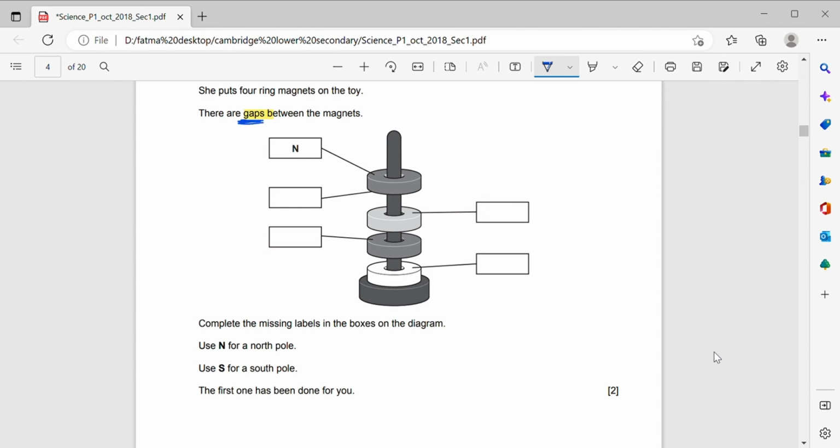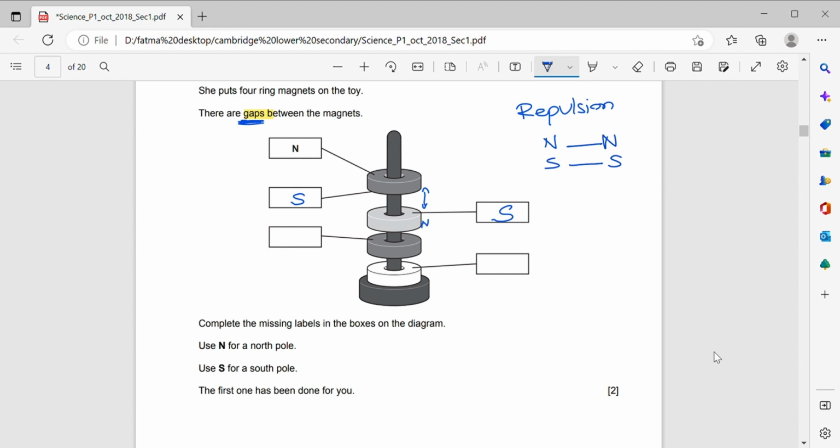Gaps here mean there is repulsion. Repulsion means north is facing north, south is facing south. So if here on the top we have north, so the other side would be south, S. Okay, here we have repulsion between these two magnets because we have a gap. So this means this is S and this is S as well, the south. Here south on the top, so N on the bottom.